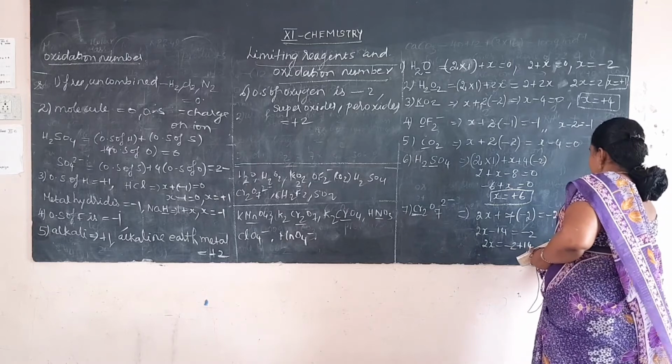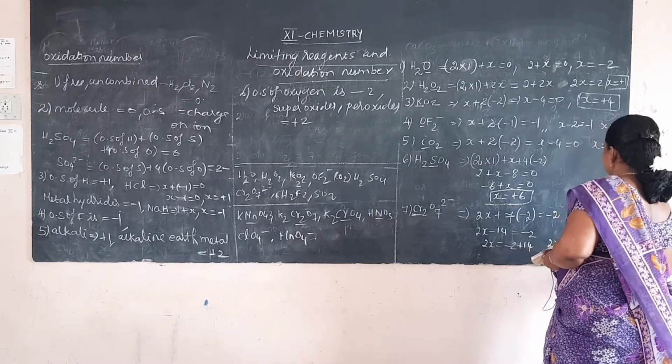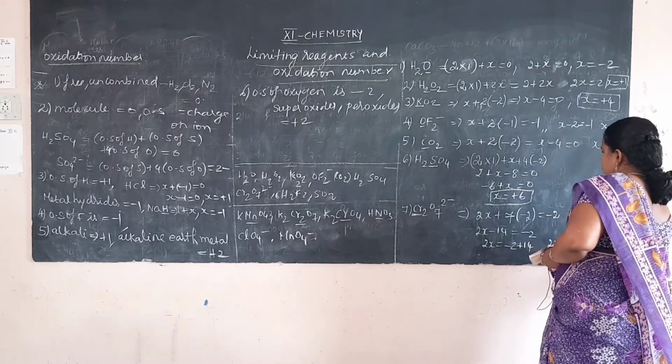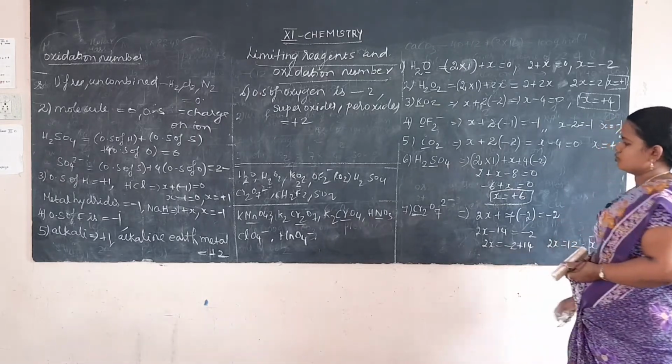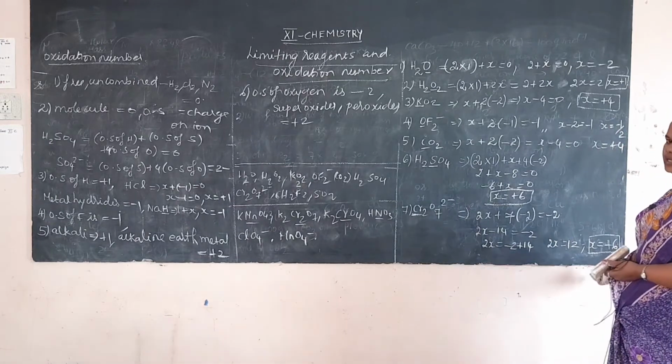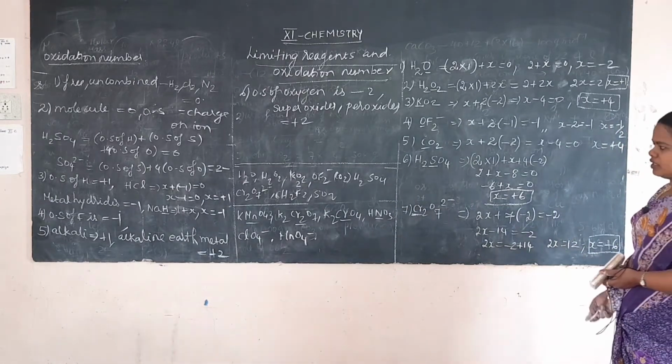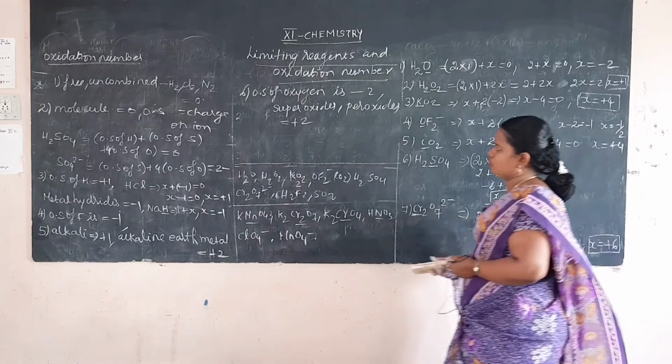So 2x equal to 12. So it will be x equal to plus 6. Okay, so this is the oxidation state of what? Cr2O7 2 minus. Then we will find out for CH2F2.